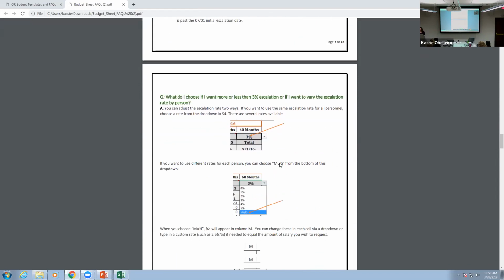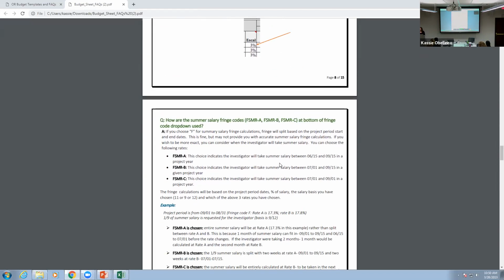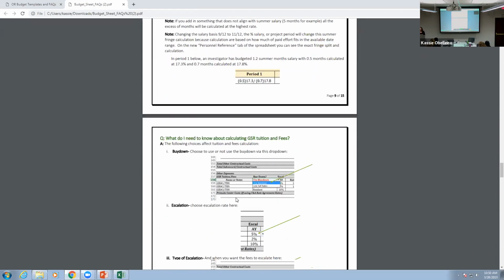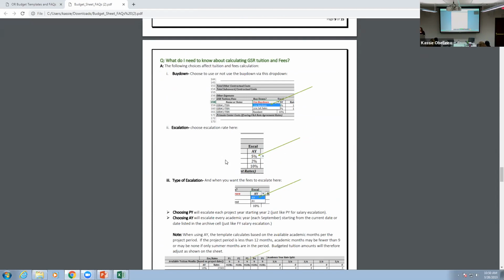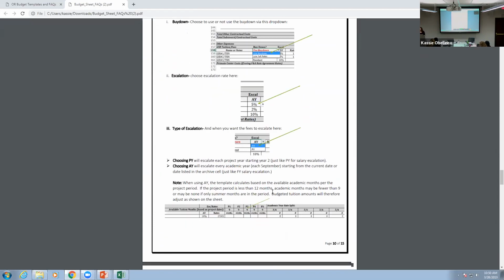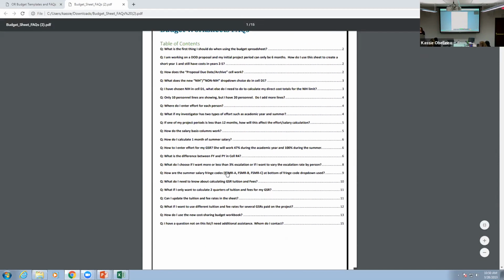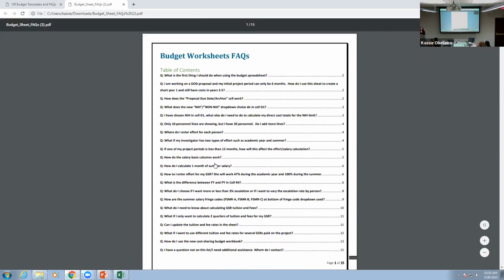How things escalate. I have not updated the benefits to the new UC path in here, but they basically work the same, just different. This talks about AY and PY escalation. So there's all sorts of topics here. And again, you can get to them here. If you have things you want to see added to this, just let me know, if you have questions and you think it would be good to put them in here.